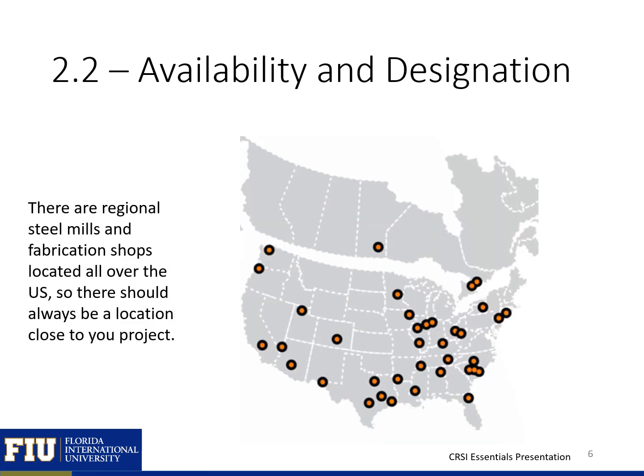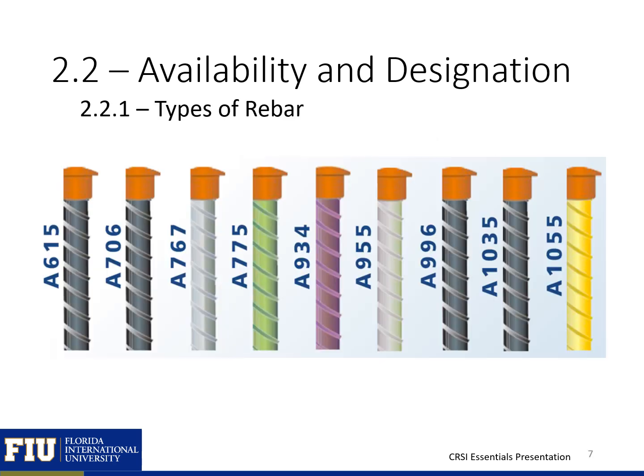Reinforcing steel is produced initially at steel mills and fabrication shops. There are steel mills and fabrication shops that are located all over the US, so there should always be a steel mill and a fabrication shop located close to your project. There are several different types of reinforcement, which we're going to step through on the next slides. Each type of reinforcement has a specific application, which I'll also highlight.